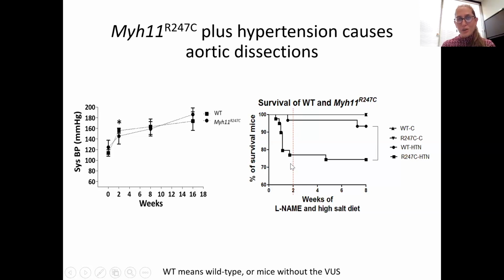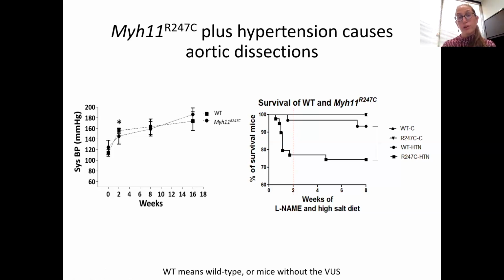And I'm not going to show you the gory pictures, but we went through each mouse that died and looked for the cause of death, and we were able to show aortic root dissections were the cause of death of the mice carrying the VUS. However, there was no aneurysm formation preceding the dissection.